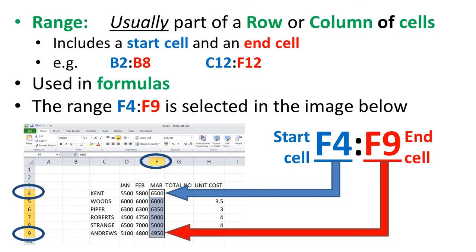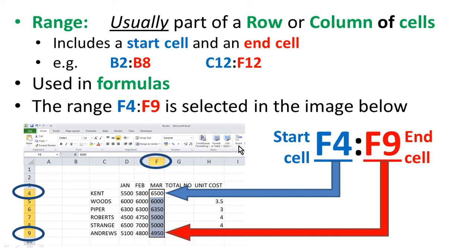So when you want to refer to a single cell, you could just use E8, but sometimes you need to refer to a group of cells, and we call that a range. A range is usually a part of a column or a row of cells. It can be the entire row or it can be the entire column. So you can highlight an entire row or a column. And it includes a start cell and an end cell. So that's what we see here. We'll come to this in a minute. But it's used in formulas, again, particularly in range formulas like sum and minimum and maximum and average.